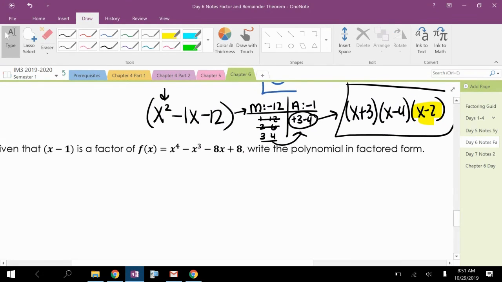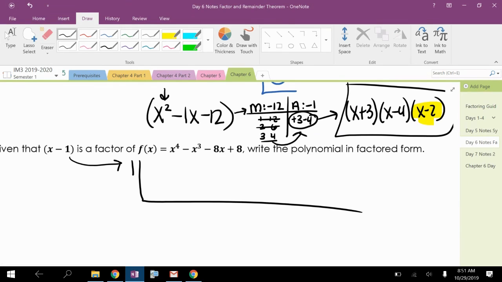All right. So again, given that x minus 1 is a factor, my remainder must be 0. I'm going to plug in 1 for my 0 and do synthetic. Am I missing any of these? 4, 3, 1, 0. Yeah, I'm missing my x squared, unfortunately. So I have to make sure I do 1, negative 1, 0, negative 8, 8. Because I'm missing x squared, you got to put that placeholder in.